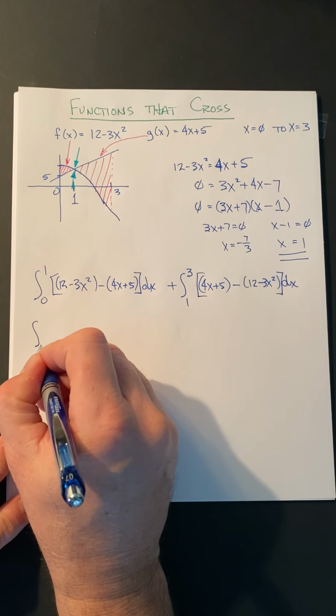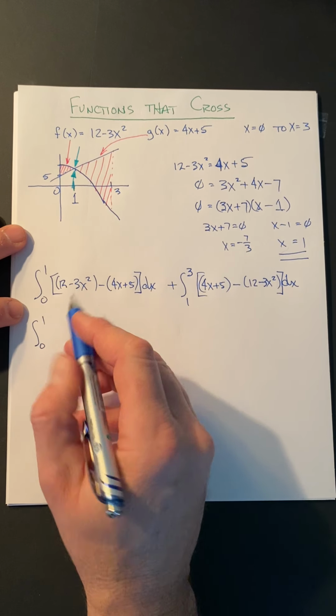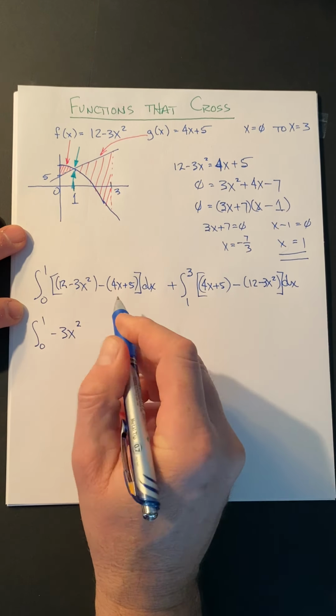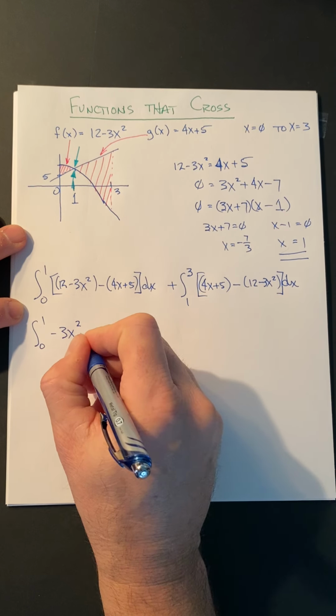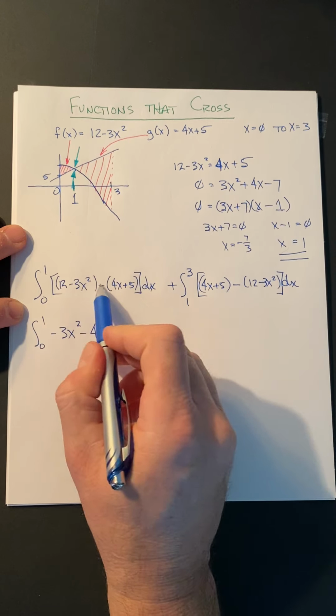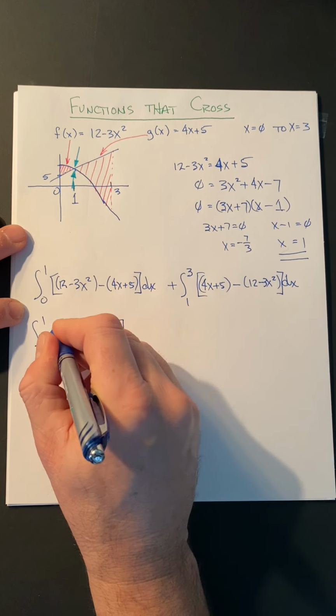So let's simplify from 0 to 1. I'm going to have minus 3x squared. I'm going to have a minus 4x. And I'm going to have a 12 minus a 5, or a 7 here, aren't I?